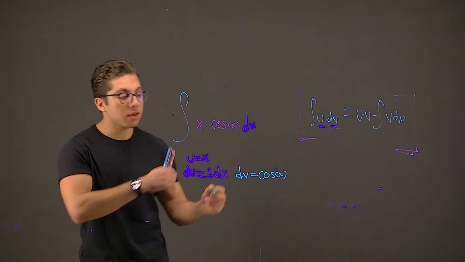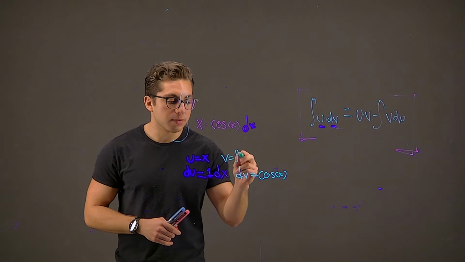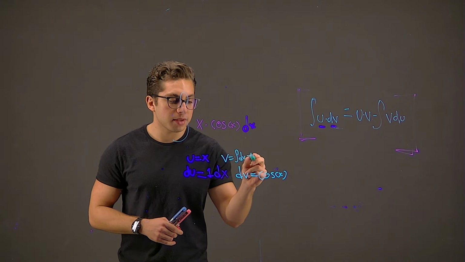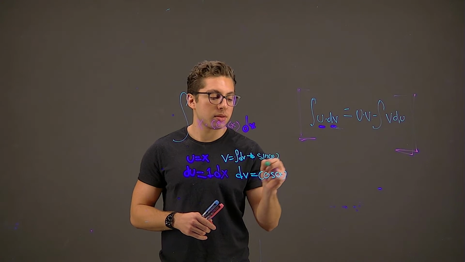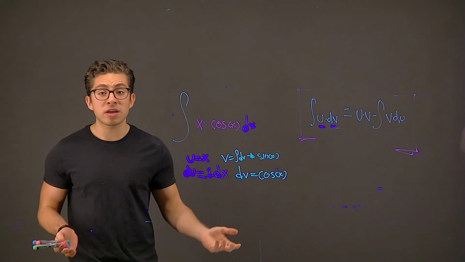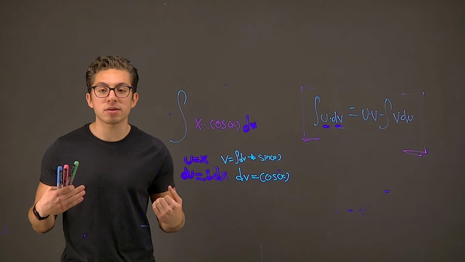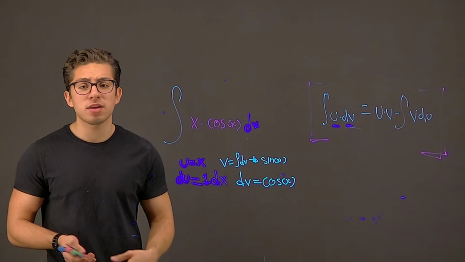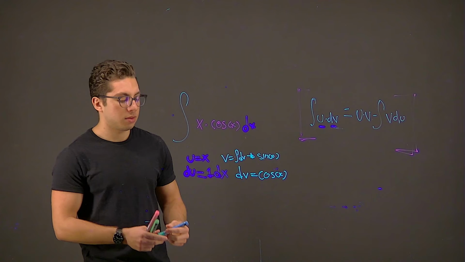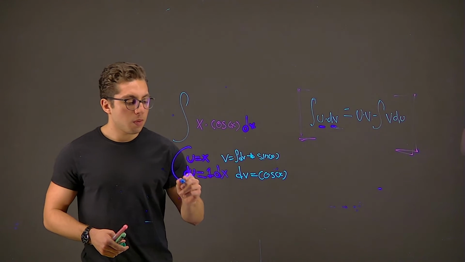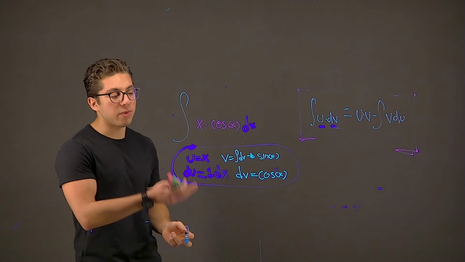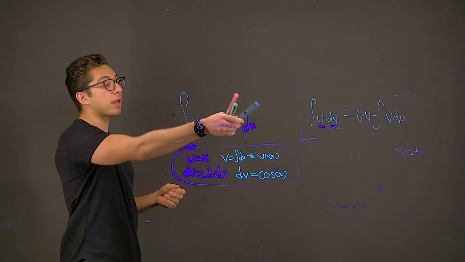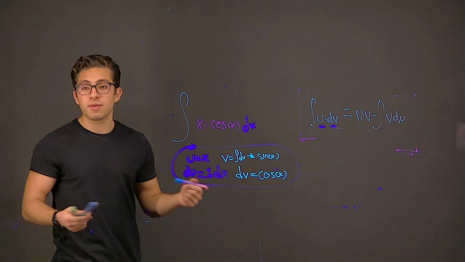Remember, to get v, we want to integrate dv, which in this case will give us sine of x. I didn't do the integration because it's easier for me to remind myself of what it is, but if you want to do it, you can do it manually. Once we have our base values, we just replace and plug into that formula. We solve it, we have our integral.